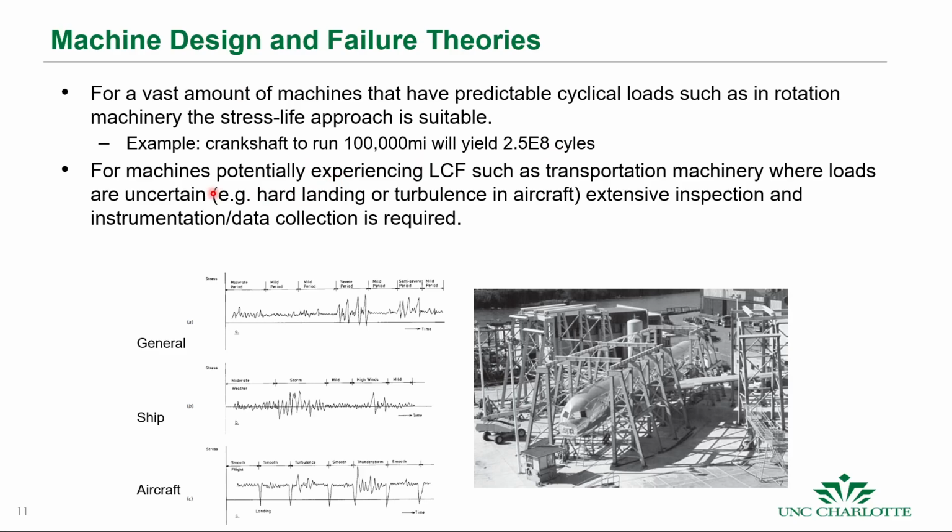For machines potentially experiencing low cycle fatigue, such as transportation machinery, airplanes, ships, etc., the loads are uncertain. Like if you go through a rough storm in the ocean, the ship is going to experience higher than normal loads, or if the aircraft goes through a hard landing or experiences turbulence, then the loading is not as well controlled as an axle in a car, and extensive inspection and instrumentation data is required.